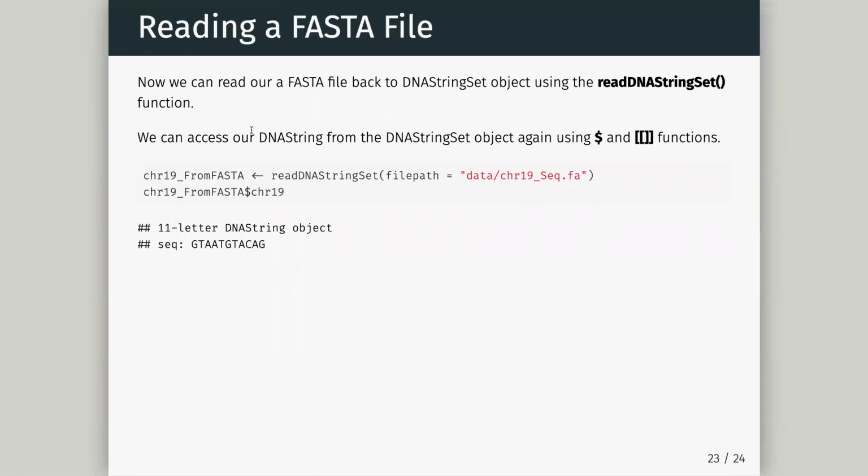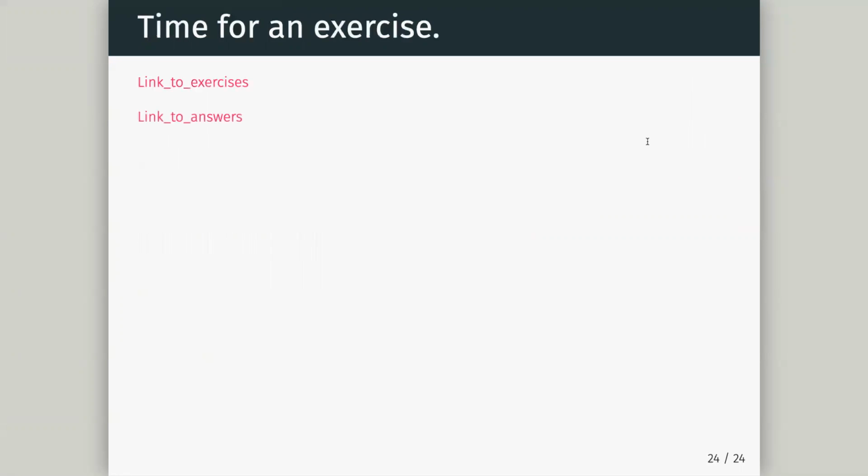So as I just said, we can then also read it back in. If we do read DNA string set, this allows us to read a FASTA file on our local computer. Just need to say the file path. And then once I have that, I have my DNA string set. I can do the same things as I had to do to get sequences from my Biostrings object earlier on, my PSUM object. And you can use $ and give it the chromosome name, or I can use the double square brackets and put the quote chromosome name.